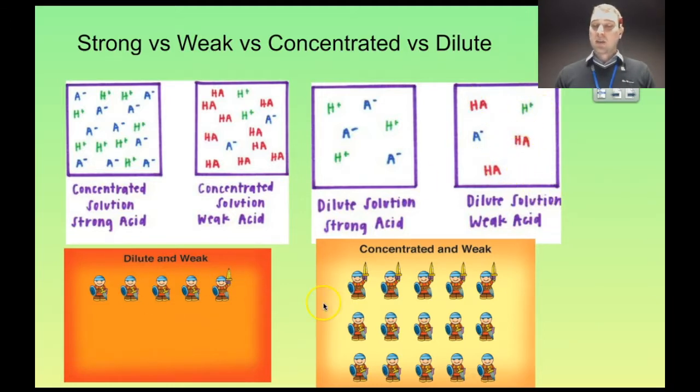So down here we have a similar idea. This is a dilute weak acid because only one of the guys is ready to go, and there's very few molecules of him, very few of him in the space. Over here we have a concentrated weak acid. We've got lots of the guys in the space, but only some of them are strong and ready to dissociate. So that's what they're about.